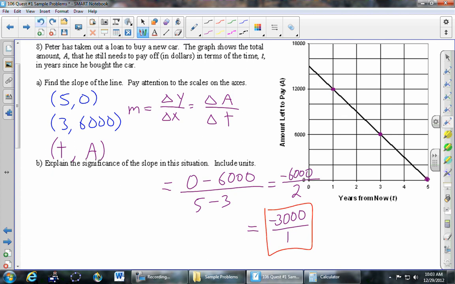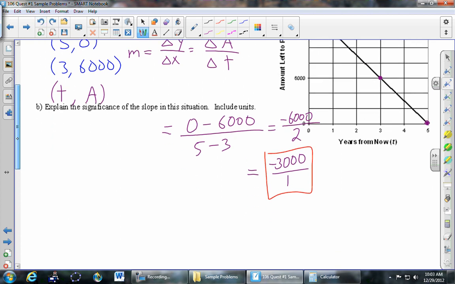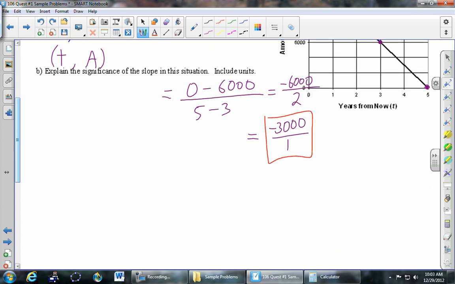Part B, explain the significance of the slope in this situation. Include units. So first thing we're going to do is include the units. So that 3,000 came because I subtracted 0 and 6,000. Those were both A numbers, and remember A was measured in dollars. So that negative 3,000 is actually in dollars per. And then the bottom number, 5 and 3 were both measuring time, the years. So when I subtract them, I got 2 years, and then I reduce, and I get 1 year. So when all is said and done, the bottom is years. So that says negative $3,000 per 1 year.